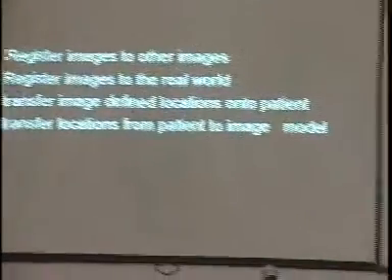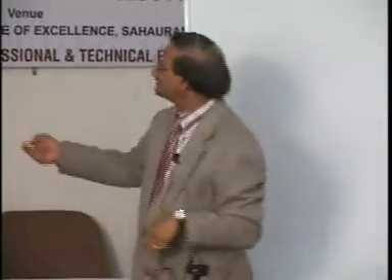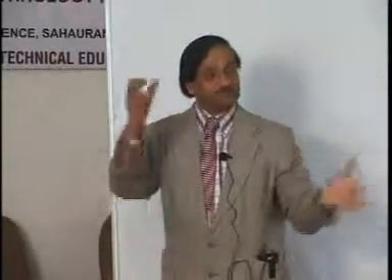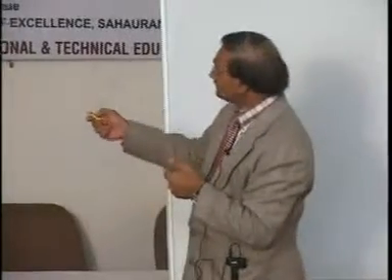Now the two problems of registration: registering one image to another image, and registering an image to the real world space. Next. Now these are examples of data sets that will be registered: 3D imaging like CT, MR, ultrasound on a functional map, 2D to a functional map, multiple projections like a DSA, where there are biplane and multiple projections you are taking, and then tissue sections, like stent sections, in pathology. Next.